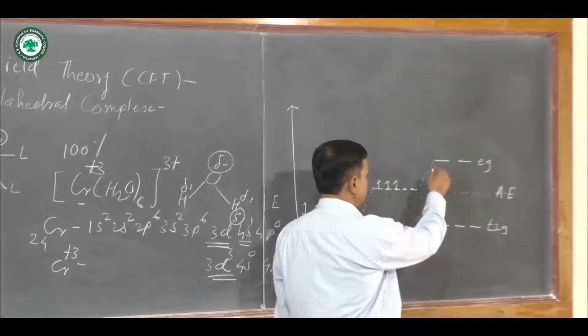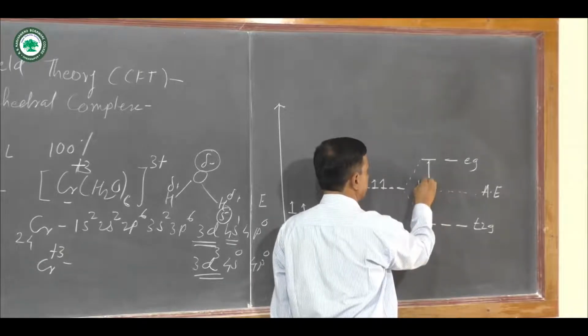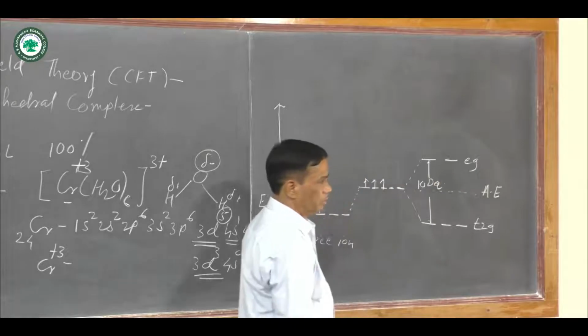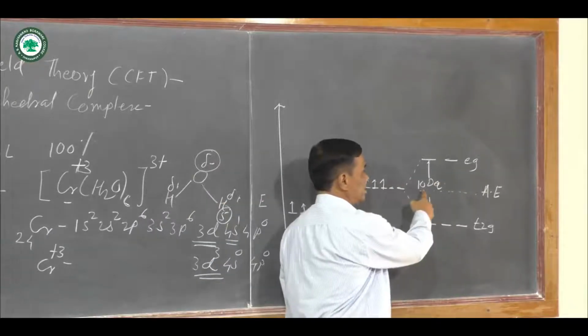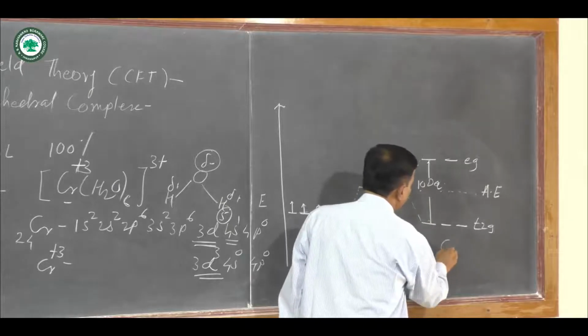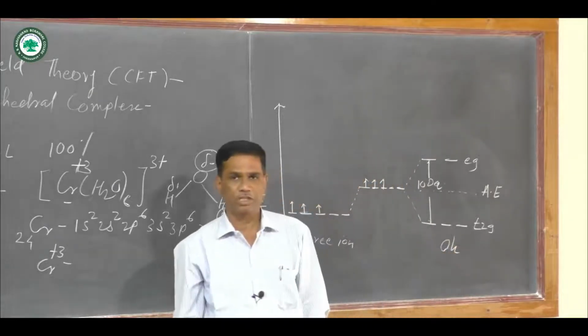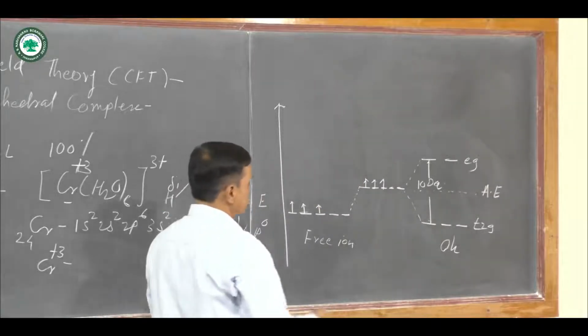The distance between T2g and Eg is represented as 10 Dq. For an octahedral complex, it may be represented as delta O, and this is the representation for an octahedral complex. Short form is Oh. This is the first step.